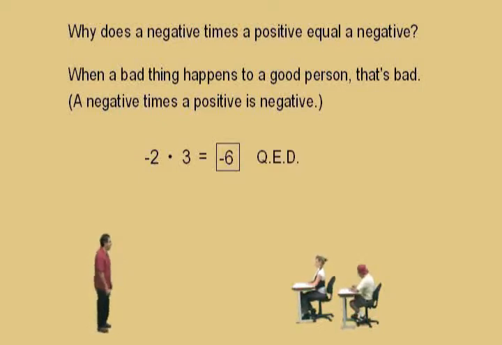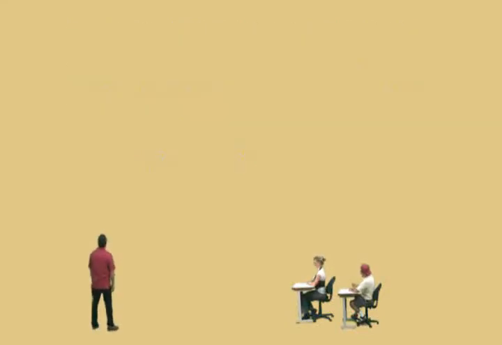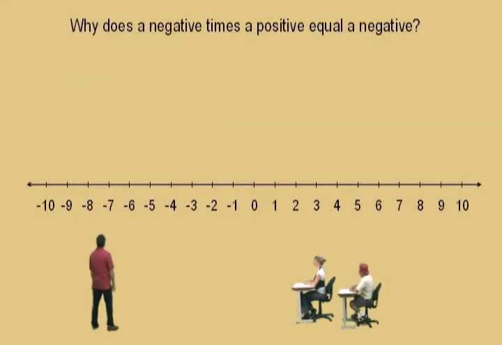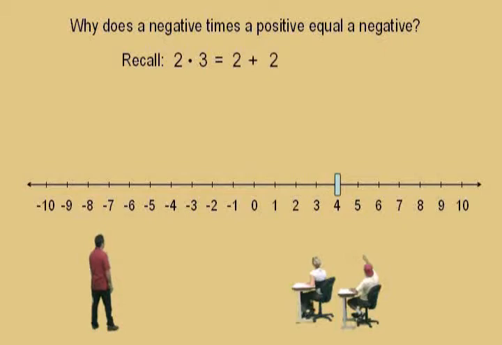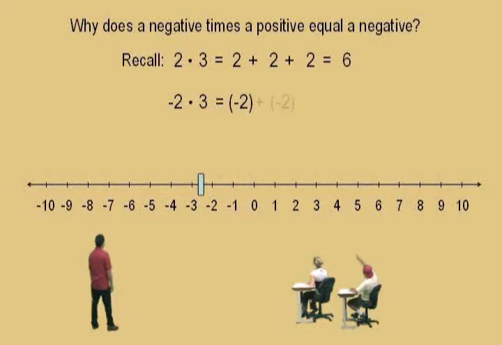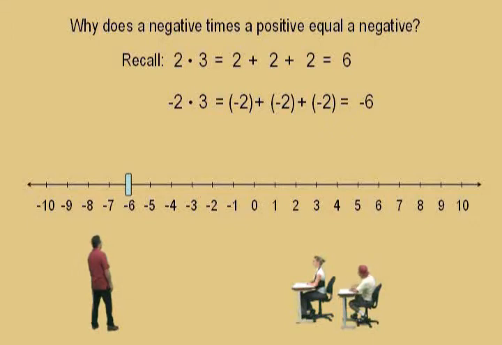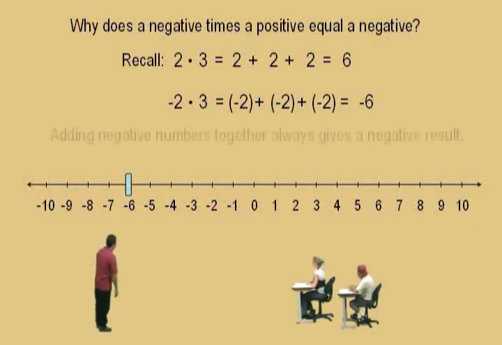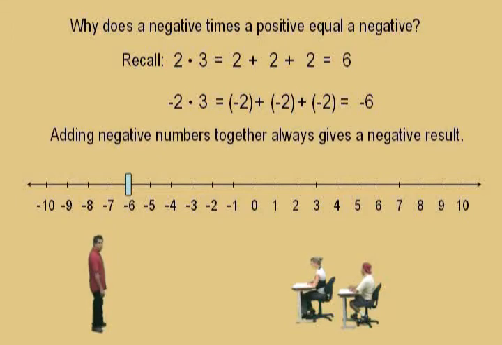Okay. All right, Charlie, let's see your approach. I need a number line. And remember, 2 times 3 actually means 3 2's being added together, which is 2 plus 2 plus 2 more gives me 6. Therefore, negative 2 times 3 means negative 2 plus a negative 2 plus a negative 2, which gives me negative 6. And since we're adding negative numbers together, the answer is always going to be negative when you take negative times a positive. Very nice there, Charlie.